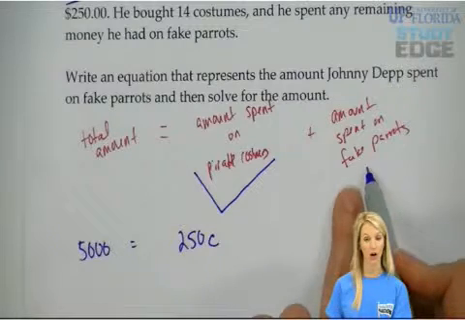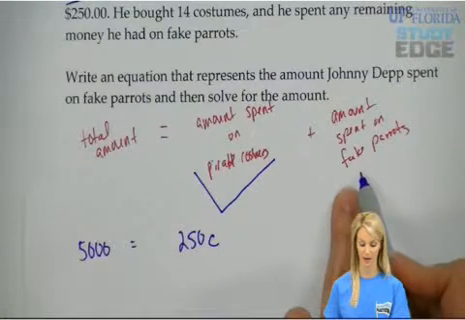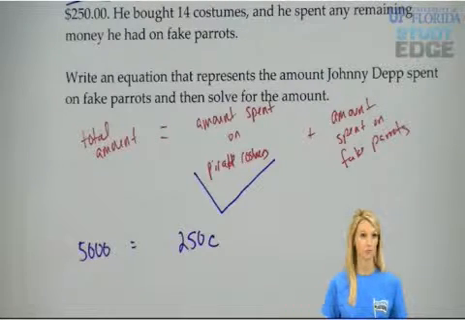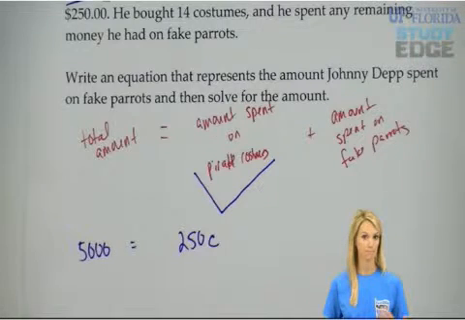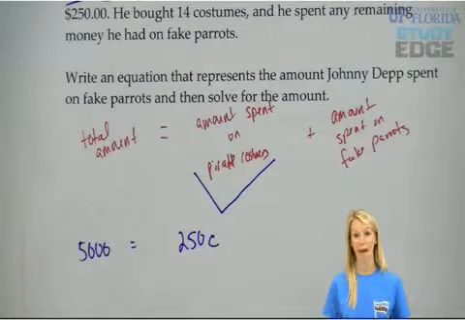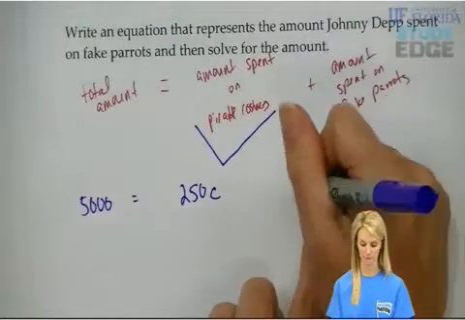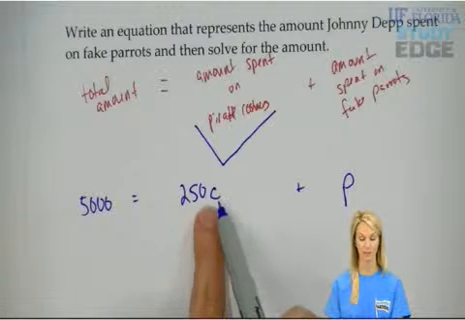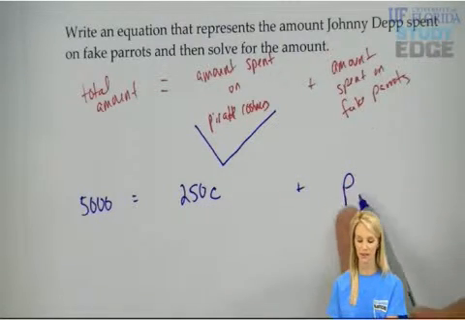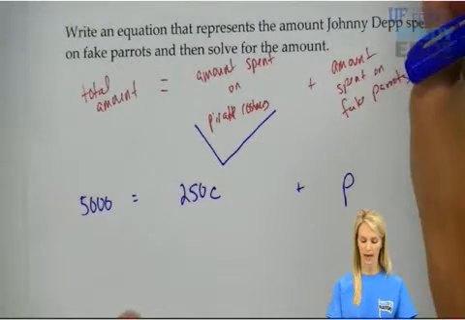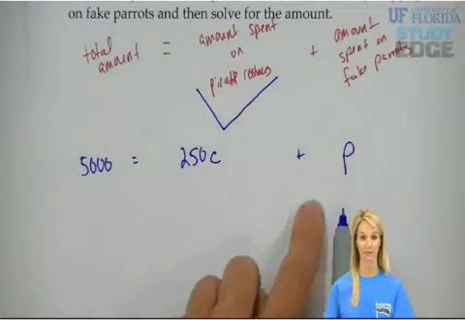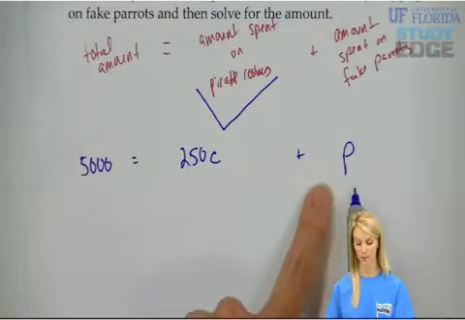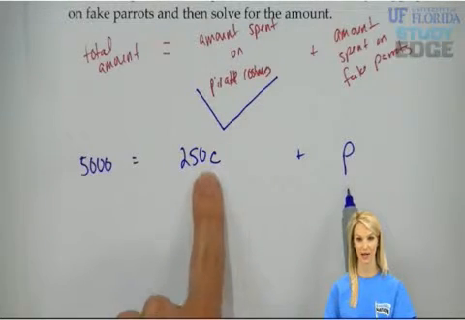Let's see what we get now. The amount spent on fake parrots. Well, do we know how much each fake parrot costs? No. Do we know how many we're going to do? No. So let's just call the amount that he spends on fake parrots P. So the amount that he spends on pirate costumes is 250 times the number of costumes, C, and the amount that he spends on fake parrots is just P. So how would we figure out the amount that he spends on fake parrots? Well, that would just be getting P by itself, right? How do you get P by itself? Well, there's this 250C attached to it. How do you get rid of that?